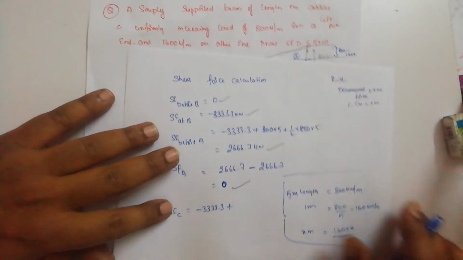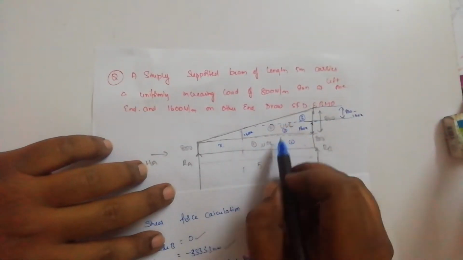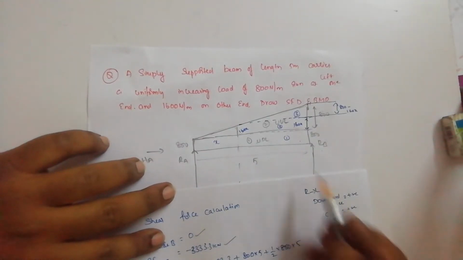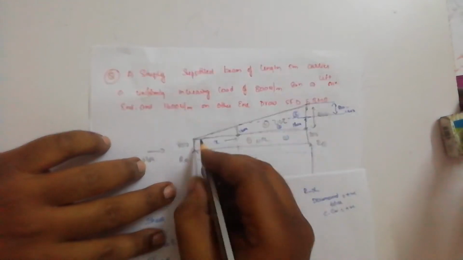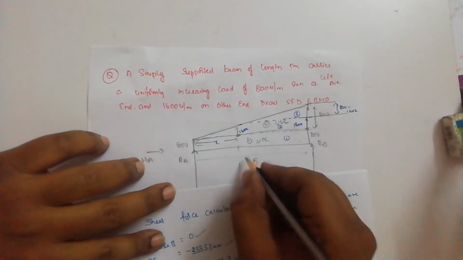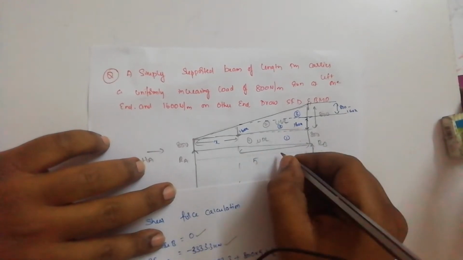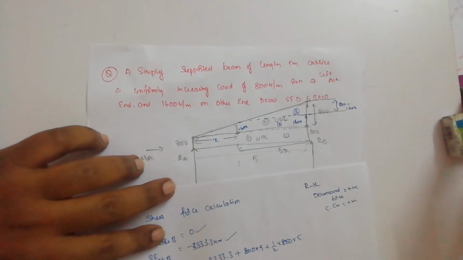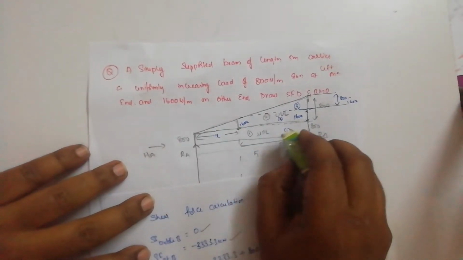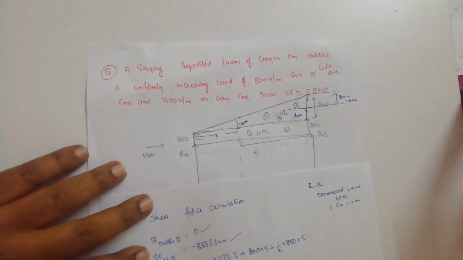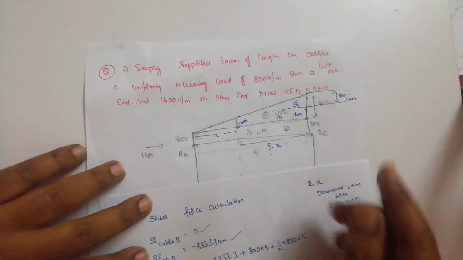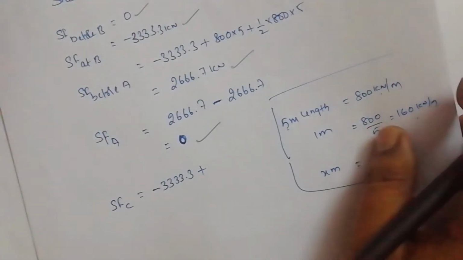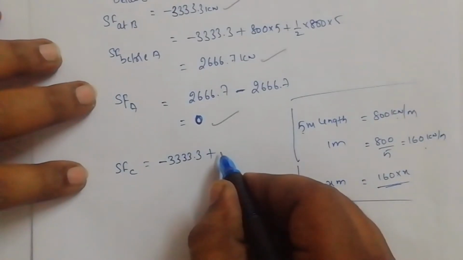3333.3 plus, now we have this UDL plus this UDL, both present for a length. What is this length now? If from here to here it is x, then the remaining distance will obviously be total distance minus x. What is the total distance here? 5. So this distance is 5 minus x. Okay, clear? So the UDL is present for a distance of 5 minus x.